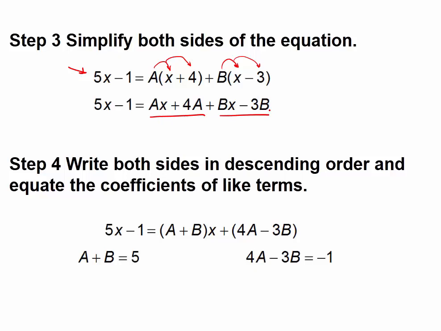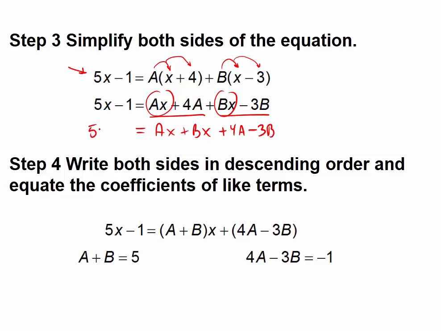Now what we want to do is organize these in descending order. Notice I have some x terms here, and I have just some constant terms here. Remember, a and b are just values. So this is going to be 4 times some value. So this is a constant term, and that's a constant term. And I want to group these things together in descending order. So what I'm going to do here is put my x's together. I'll write those first. So I'll have ax plus bx, and then I'll have plus 4a minus 3b.